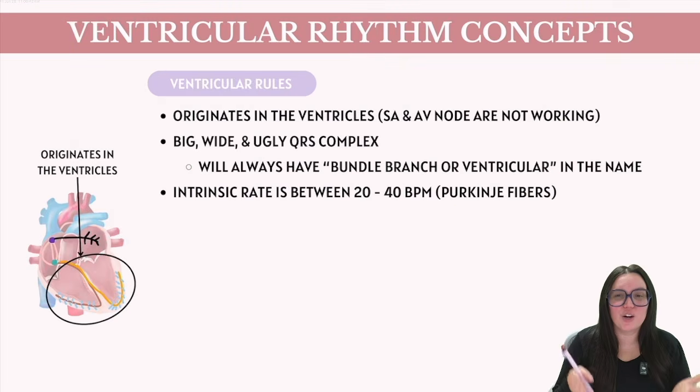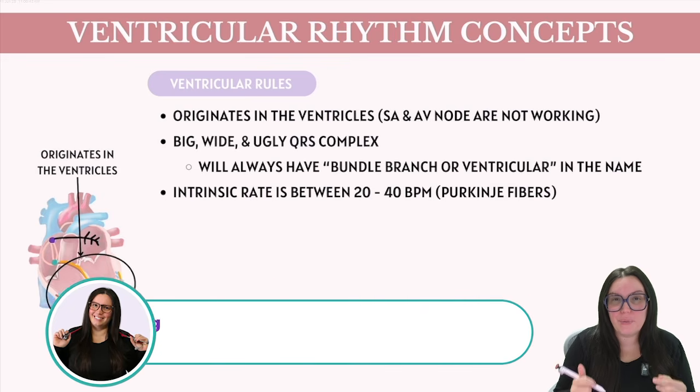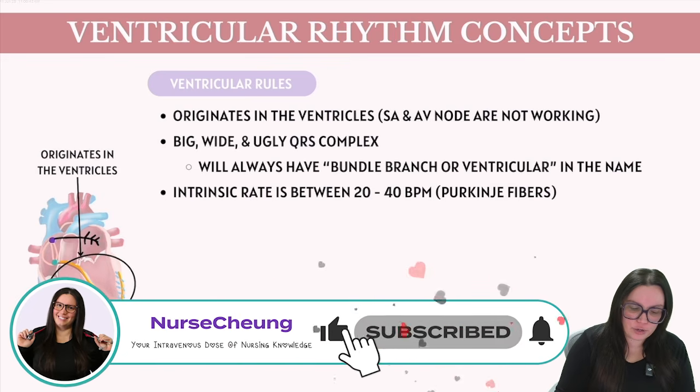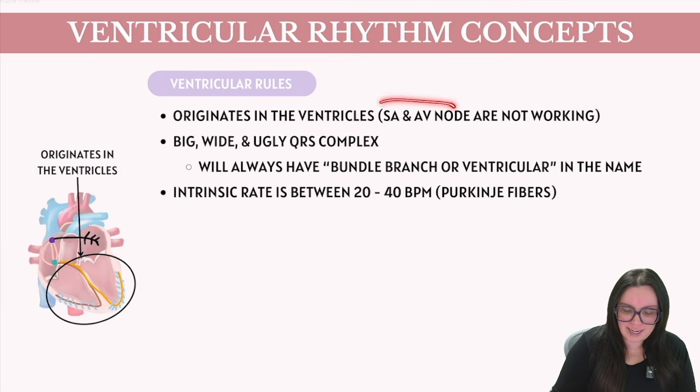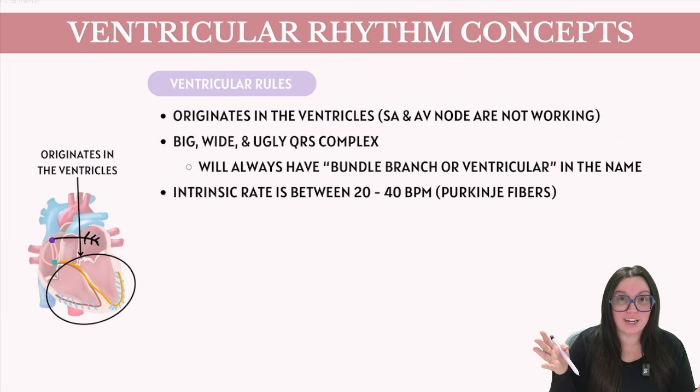So as always, we're going to start with our ventricular rules. The big thing with ventricular rhythms is they're going to originate, like the name says, in the ventricles. That means that the SA node and the AV node are no longer working, and those Purkinje fibers are having to really start to kick in in order to maintain that heart rate.